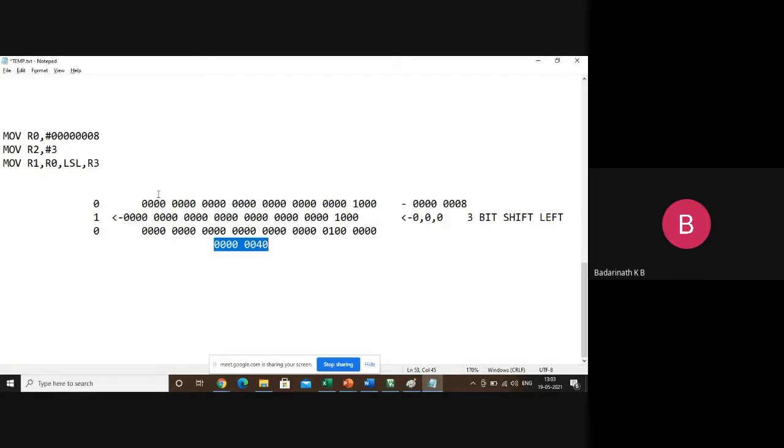First, you have to take the number, split it into binary pattern, and shift it as many times as required. The last bit shifted out you put into the carry flag. The vacant portion is filled with zeros. Then whatever number you get, take the 32-bit number from the right side. Don't take the shifted-out bits. Then convert it into a hexadecimal value. So this will be your answer.